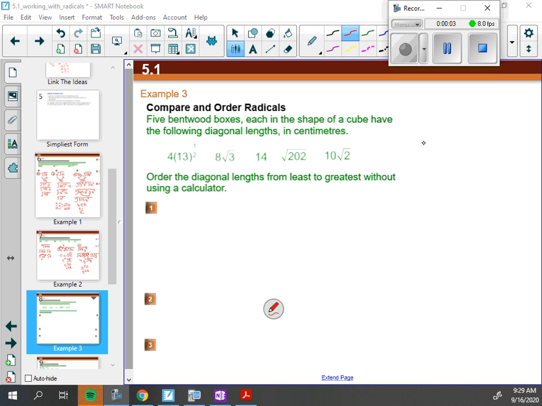Anyways, what they want you to do on this question, for example 3, is order the diagonal lengths. They gave you a bunch of diagonal lengths in centimeters, and they want you to order them from least to greatest without a calculator.